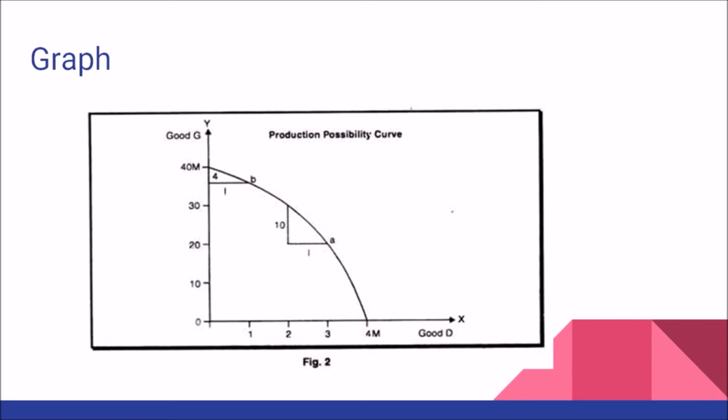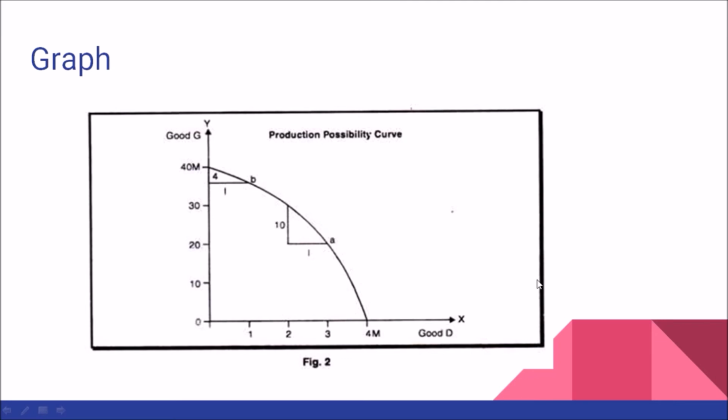Finally, we'll see how this numerical data is presented on a graph. In the graph, we have two axes: on one axis, good Y, and on the other axis, good X. And the values we got in the table are included in the graph. You can see the maximum amount of good Y which can be produced in the economy if all the resources are used to produce good Y is 40 units.